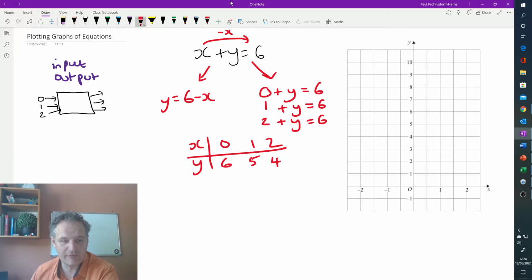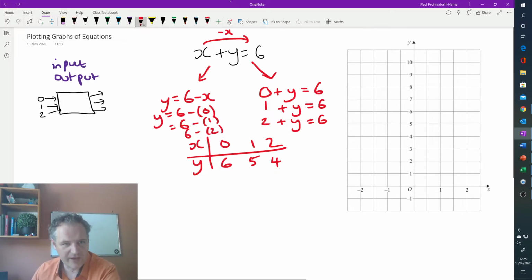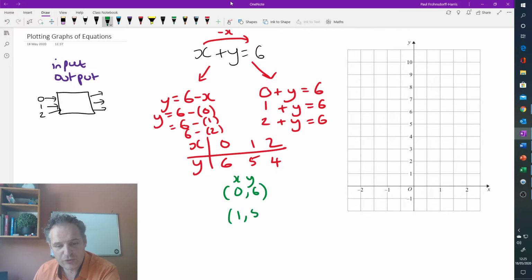Could have done the same thing here. Remember, we could have done y equals 6 minus 0, 6 minus 1, 6 minus 2. So they both give us the same set of answers, 6, 5, 4. We can then make some coordinates: input, output. Notice I'm trying to always refer to coordinates as input, output, because it makes the coordinates make more sense to you, and it's also longer lasting in terms of remembering what's going on.